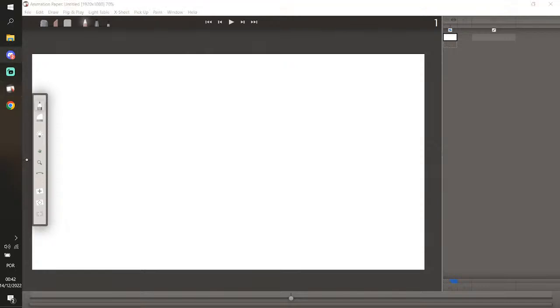So for this week, as I said, if you want, you can start working on adding a character to the walk cycle. And if you want, you can also do these exercises.